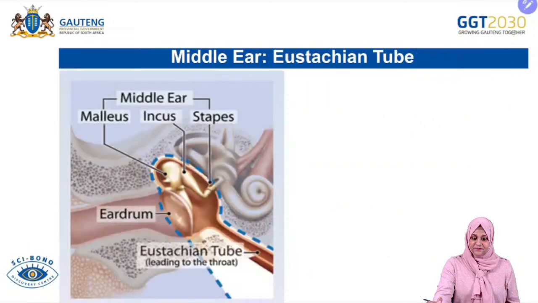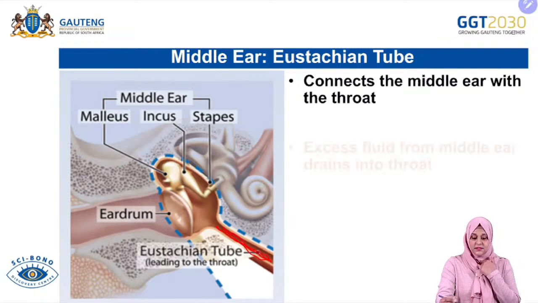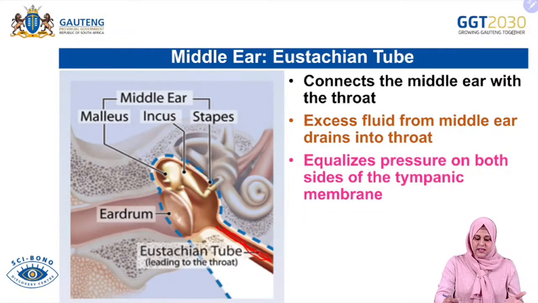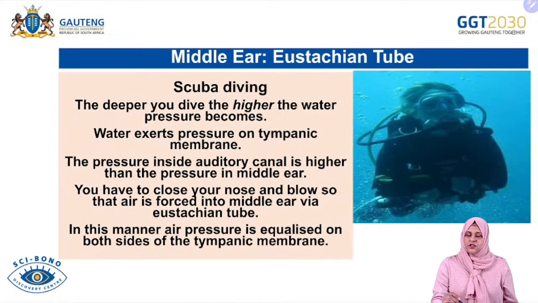That's pretty amazing. Right, the middle ear, again, remember, is air-filled, but now we're looking at this tube here called the eustachian tube. This eustachian tube connects the middle ear with the throat. Excess fluid from the middle ear drains into the throat. And the eustachian tube equalizes pressure on either side of the tympanic membrane. So it's going to equalize pressure on this side and this side, on either side of this tympanic membrane.